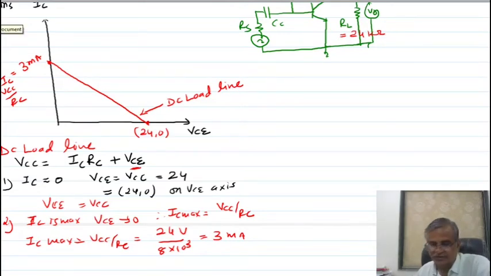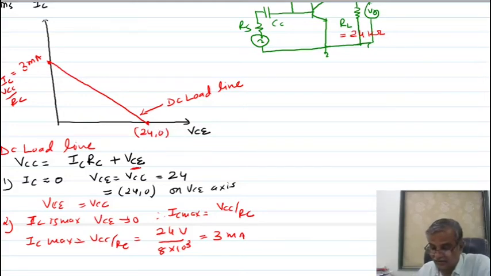I think you understand this. What I did, I found VCE max for the DC load line from this equation. Then I found the IC maximum. What is VCC by RC? Once I have taken this as 0, VCE is equal to VCC. Then I have taken this as 0, so IC is equal to VCC by RC. So these two points I have put here. Join this. This is your DC load line.